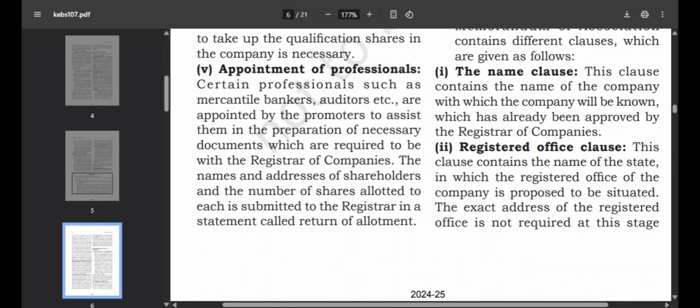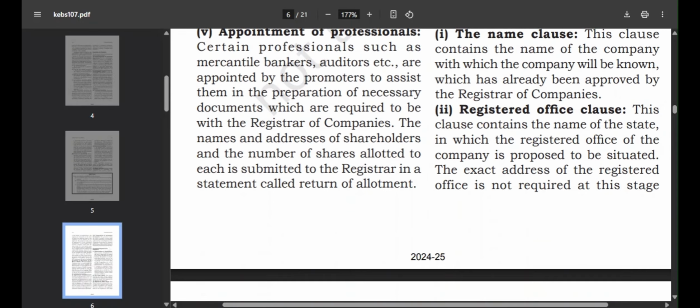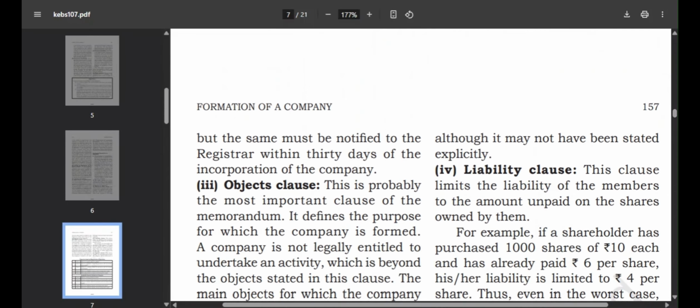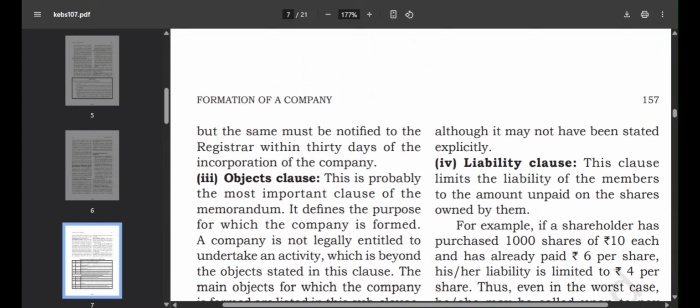Registered office clause, your second clause of MOA. This clause contains the name of the state in which the registered office of the company is situated, and the exact address of the registered office, which must be notified to the registrar within 30 days of the incorporation of the company. Usually the exact address of the registered office is not required at this stage, but the same must be notified to the registrar within 30 days of incorporation of the company.